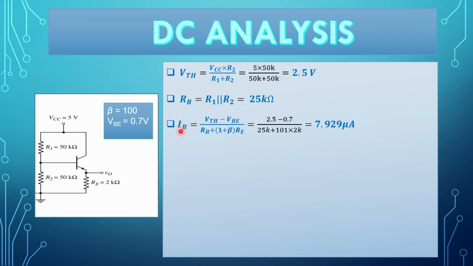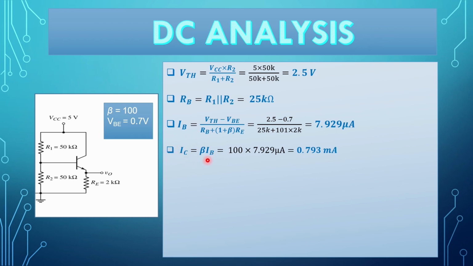Now IB. IB is given as (VTH minus VBE) by (RB plus (1 plus beta) RE). VTH value is given as 2.5 volts. VBE value, as we know, is 0.7 volts. RB value is 25 kilo ohms. 1 plus beta gives you a value of 101 and RE gives you a value of 2 kilo ohms. Hence, we get the IB value as 7.929 microampere.